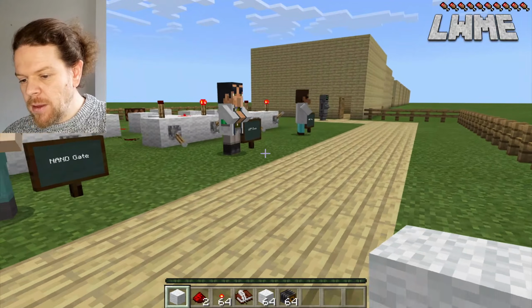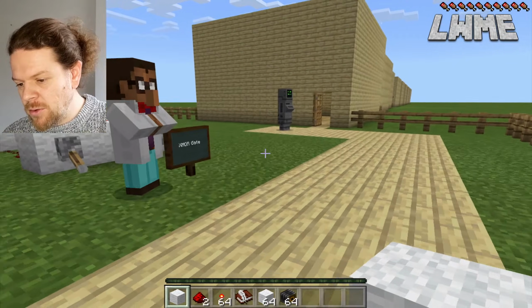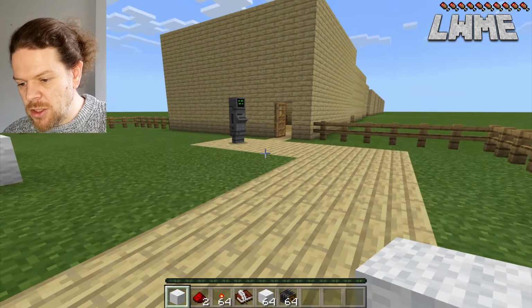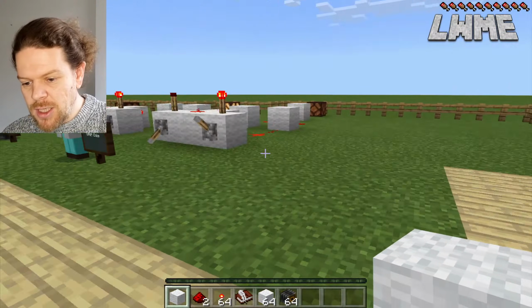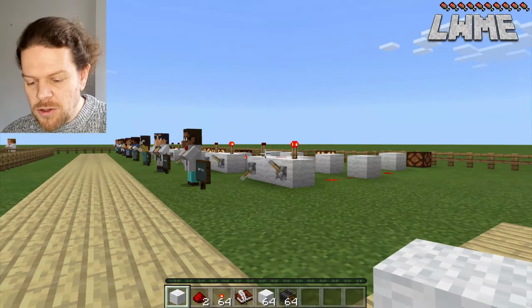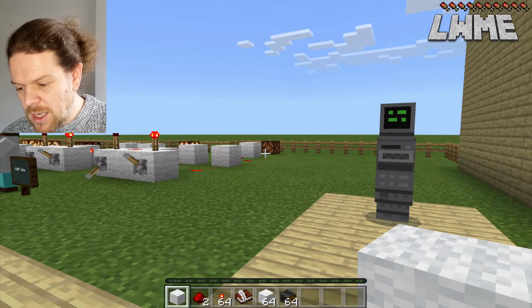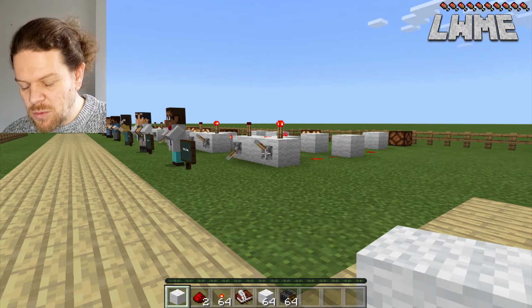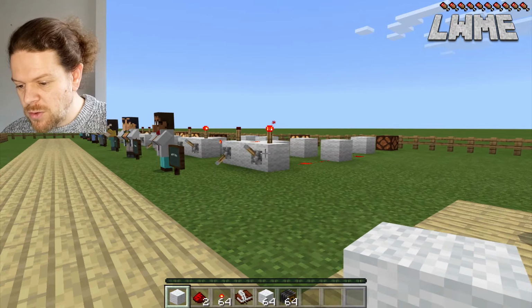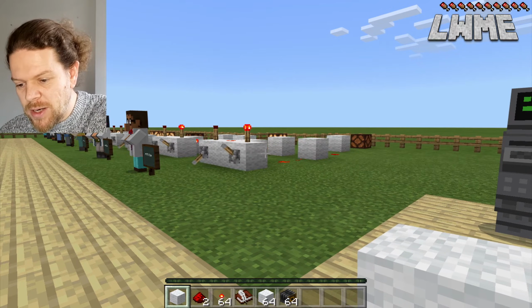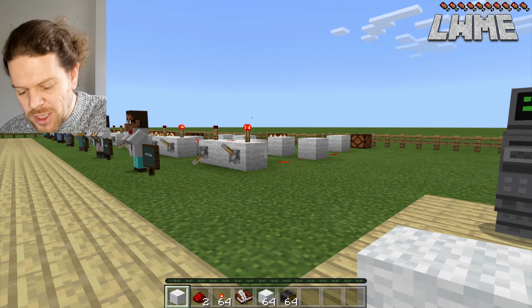Okay, so obviously if you're teaching, if you're a computing teacher using Minecraft Education, you might find this world useful. If you just wanted to learn about logic gates, you're welcome to download this world as well, or just to watch this video a few times and pause it and go back and have a look at those logic gates.